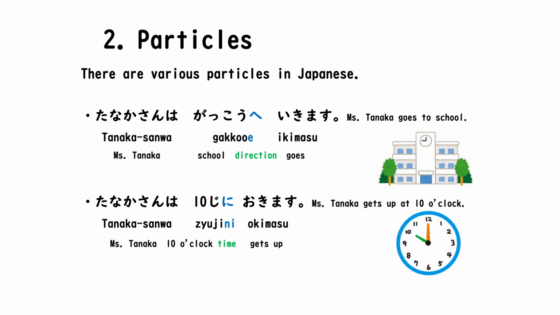As you can see, there are various particles in Japanese, and these are very important for expressing grammatical relationships. Therefore, you need to learn how to use these Japanese particles properly.